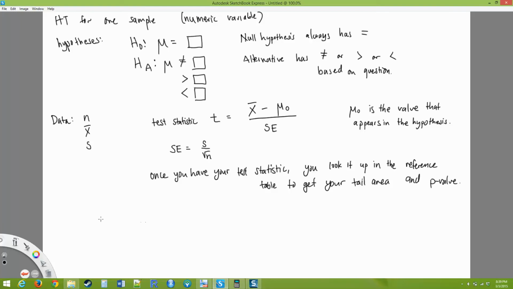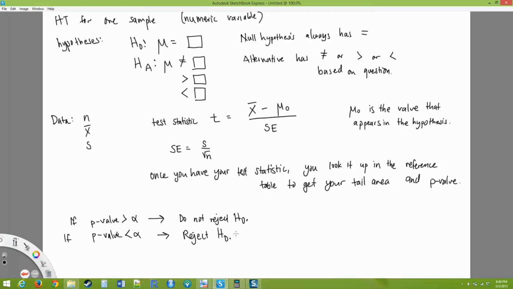Okay, so then once you have your p-value, what are your conclusions, right? So if the p-value is greater than alpha, what do you decide? Yeah, do not reject the null, okay? Not guilty verdict. And if the p-value is less than alpha, reject the null.